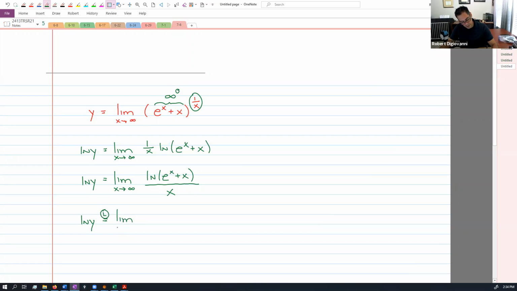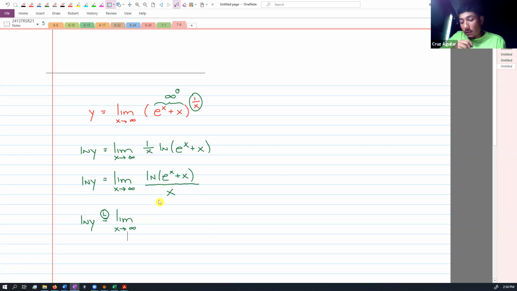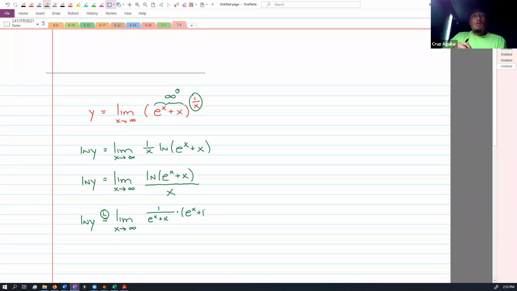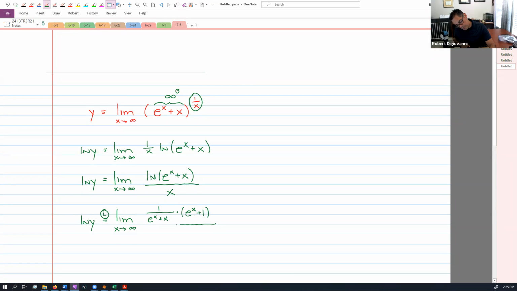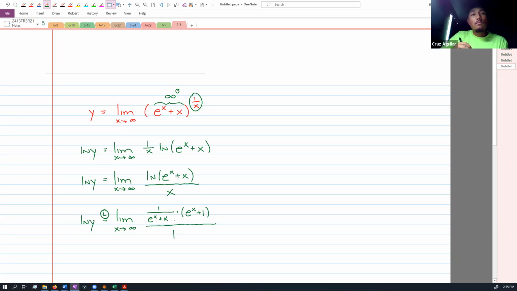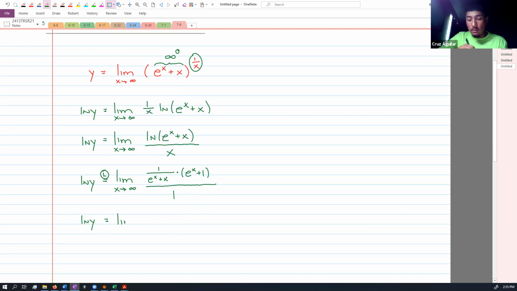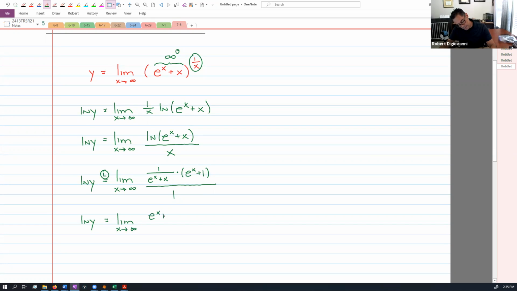Let's see if you got the derivative right. What I got with L'Hopital is 1 over e to the x plus x, multiplied by e to the x plus 1, all over 1, which we don't need anymore. So that doesn't do anything, right? So we could rewrite this as e to the x plus 1 over e to the x plus x.